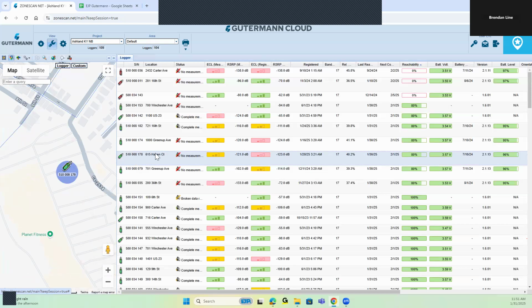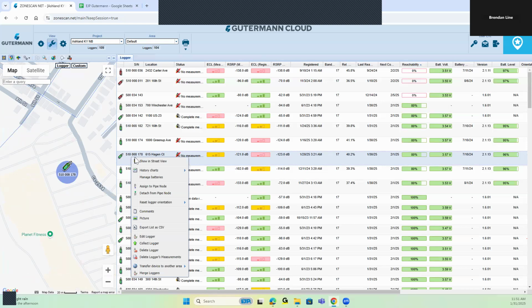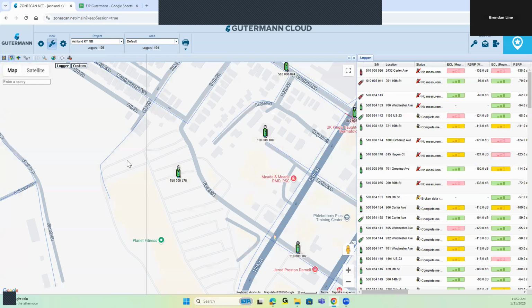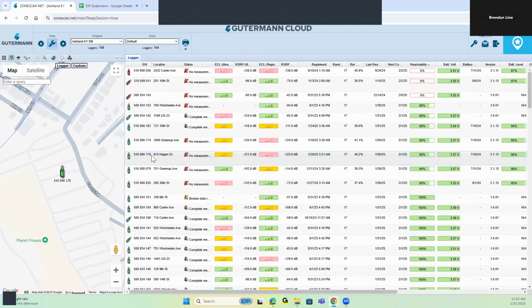But in any case, to reset it, what you can do is just right click and go to reset logger orientation and reset for this logger. You can also reset all of them. If you know that you're out there repositioning them, cleaning out the valve boxes and repositioning them, you can just reset all of them in this particular area. I'm just going to go ahead and reset this one logger. So you'll notice it's going to stand up in a vertical position as soon as I left click this, which is basically me saying, hey, I verified it. It's in the box. This is its new standard position.